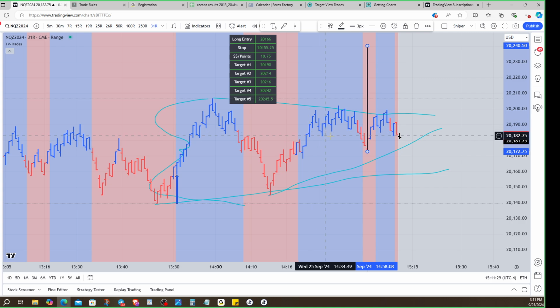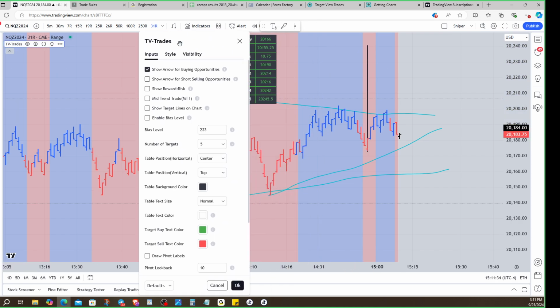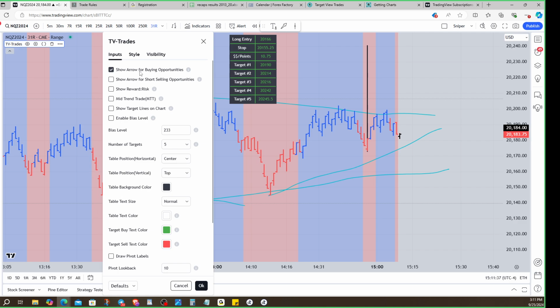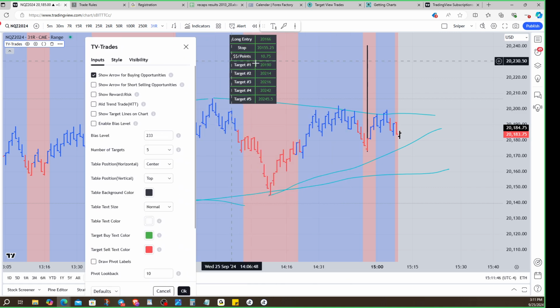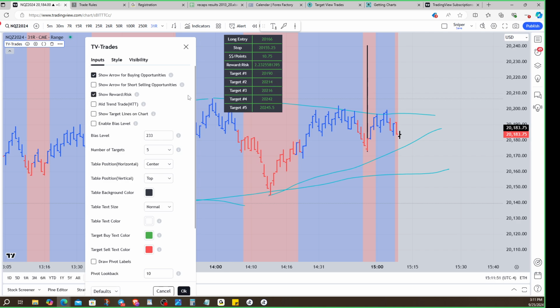But those of you guys who don't know everything about the tool, by default, it only has long trades on. Just long trades at the beginning of the trend, right, or near the beginning of the trend. If you want to have risk reward inside here, you can check this box, and what that's going to show you is the difference between the entry and the first target divided by the entry and the stop. That's what it's going to show you.